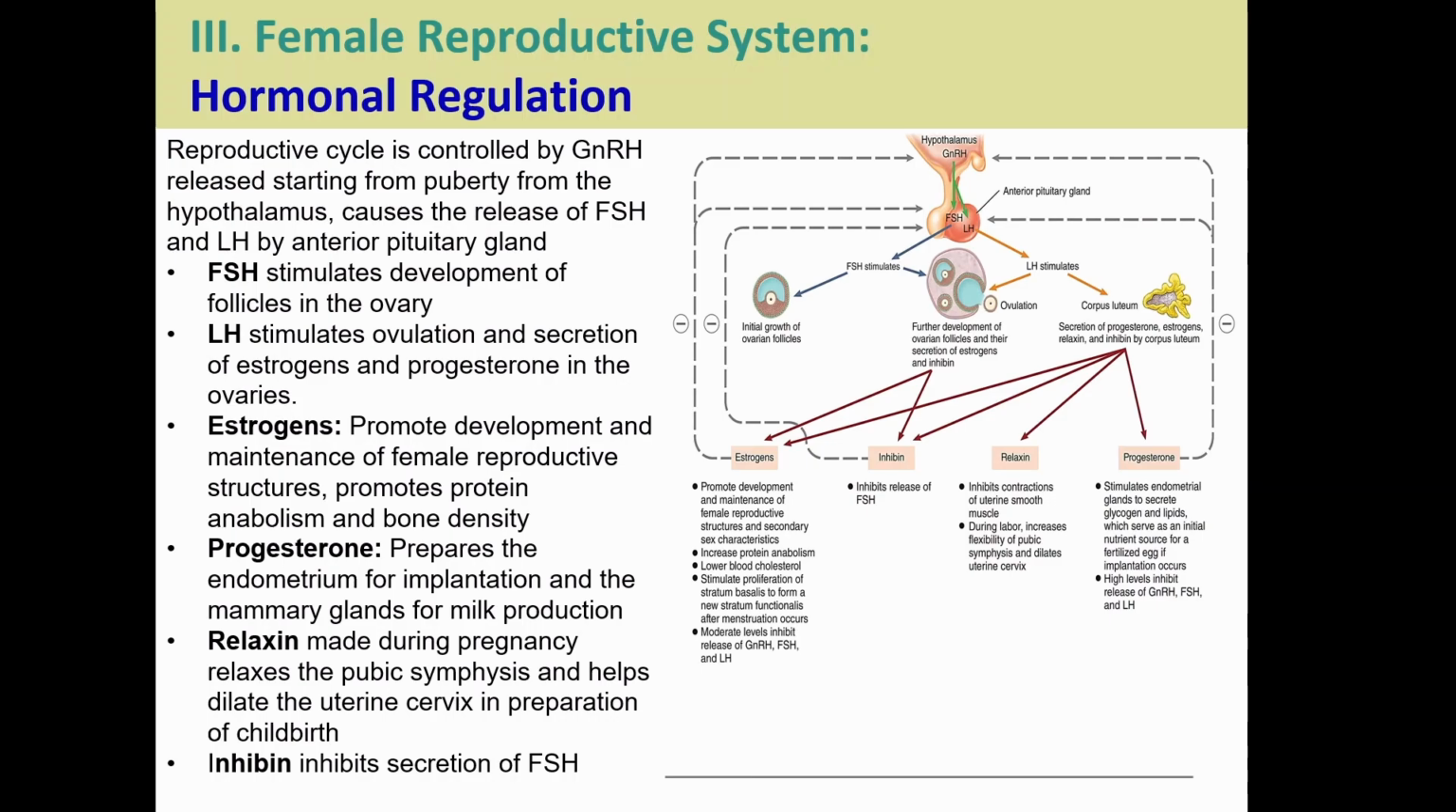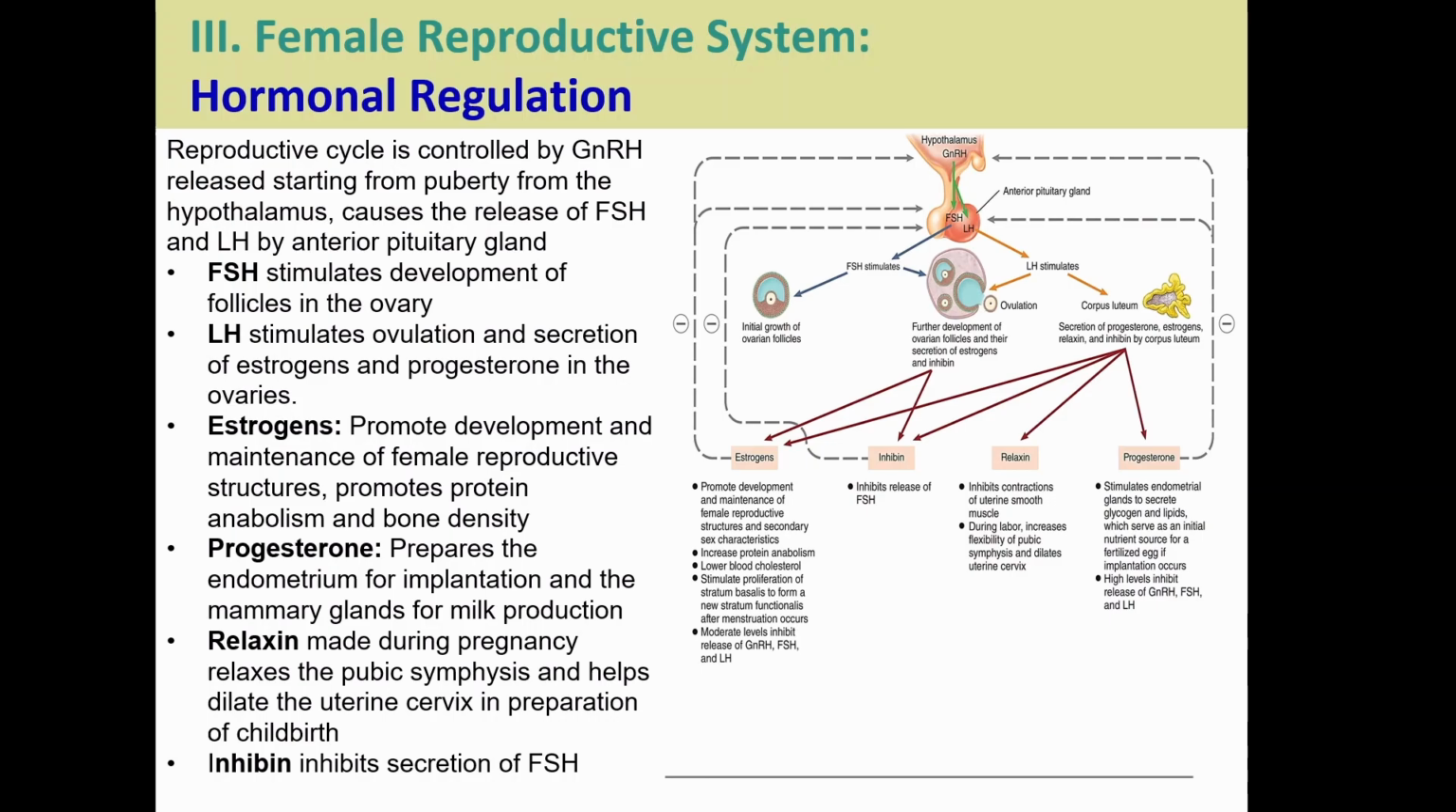Relaxin, this is going to relax the pubic symphysis and dilate the uterine cervix. This is only going to be when we are preparing to give birth. So this is so that the hips can widen and the cervix can widen to allow for that fully developed baby to be born. And then inhibin does this exact same thing in here as it did in the males, where it's going to inhibit follicle stimulating hormone.